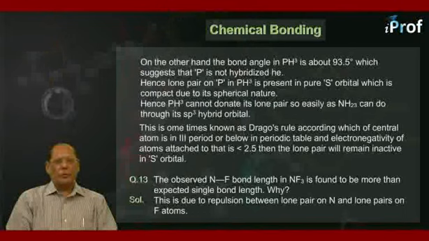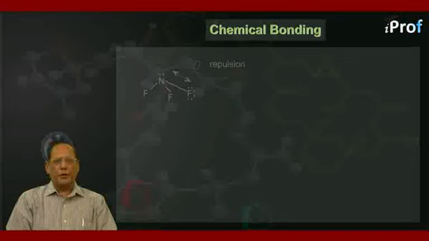Well, question number 13. The observed nitrogen-fluorine bond length in NF3 is found to be more than the expected single bond length. Why is this so? The answer is, this is due to repulsion between the lone pair on the nitrogen and lone pairs on fluorine atoms, as shown in its structure.